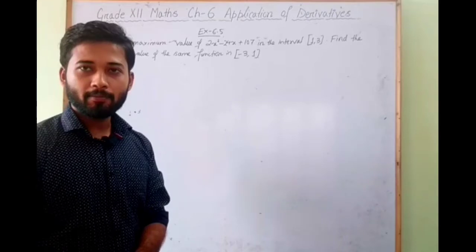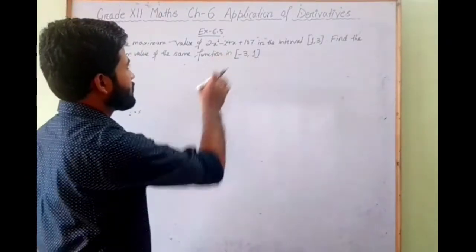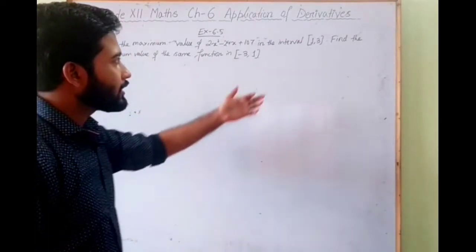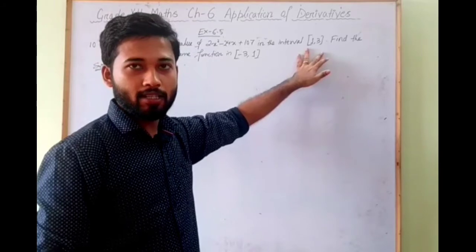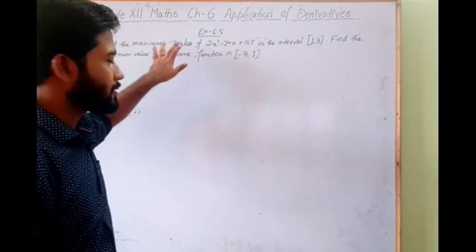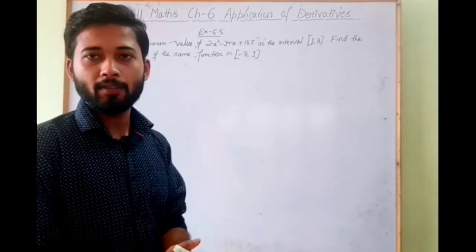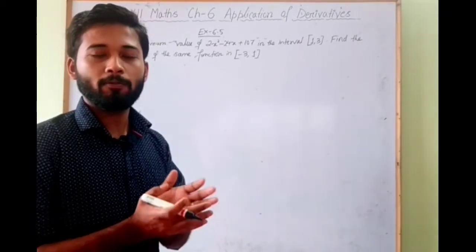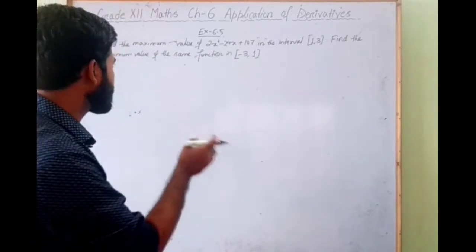So next we have question number 10. Here it is given, find the maximum value of 2x cube minus 24x plus 107 in the closed interval 1 to 3. Since it is given to find the maximum value, in the closed interval the maximum value and the absolute maximum value both are same. So our focus will be to find the absolute maximum value in this interval.